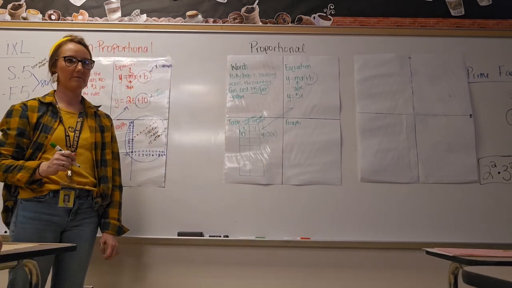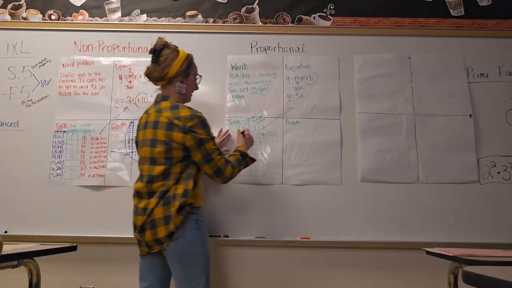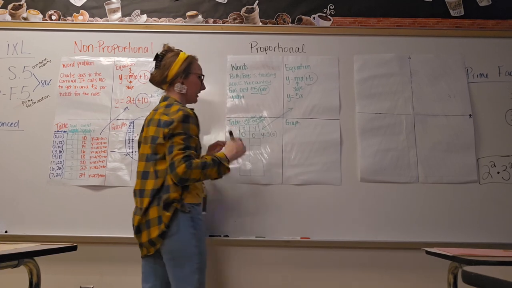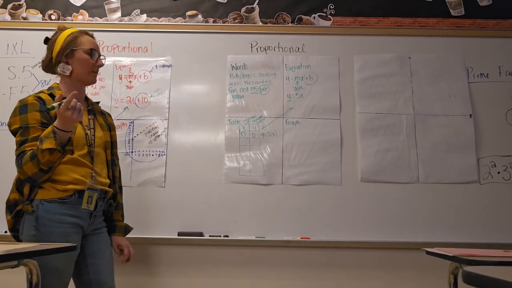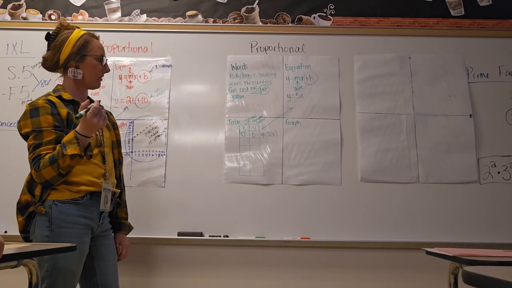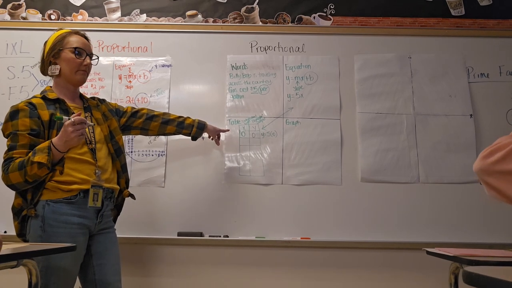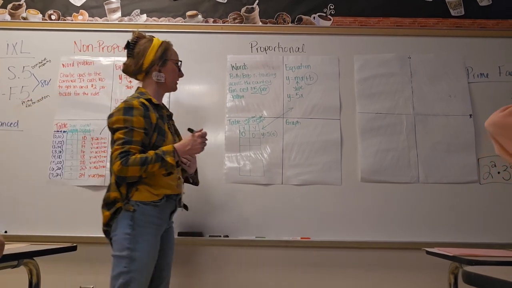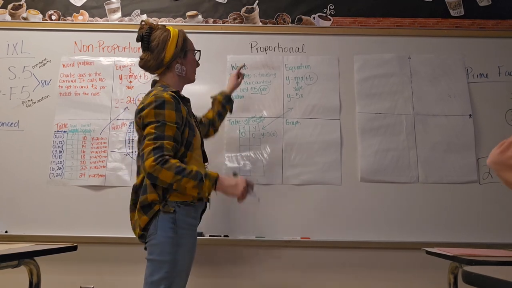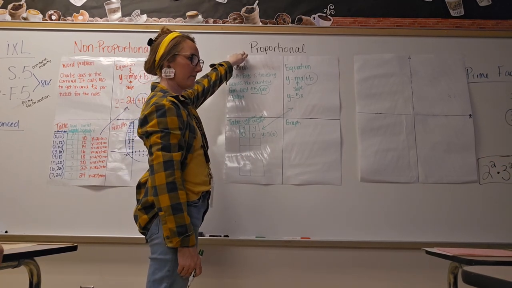What is 5 times 0? 0. So this tells us we can start thinking about what our graph is going to look like. Whenever we're graphing this, where is our line going to start? The origin. It's going to start at 0, 0.